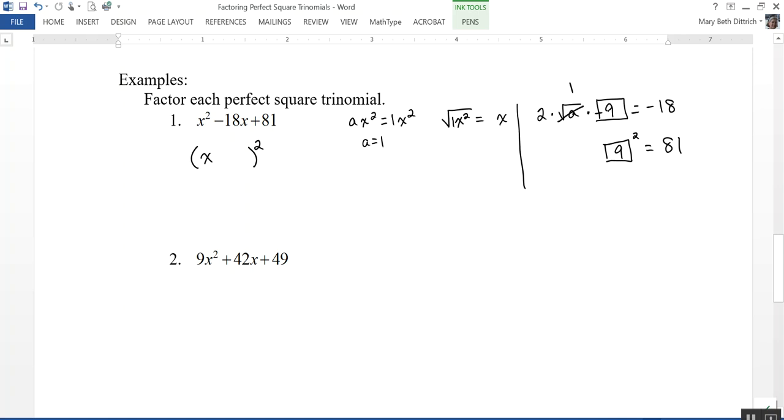I need a negative 9, and I do know that negative 9 squared is 81. So this is going to factor into x minus 9 squared.